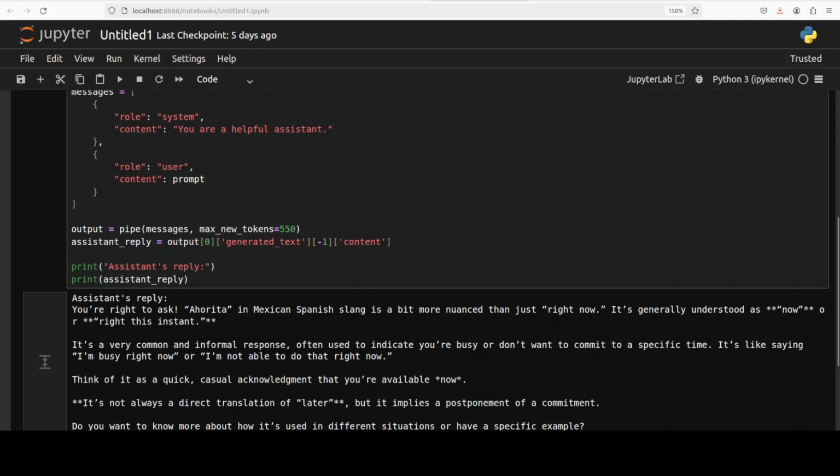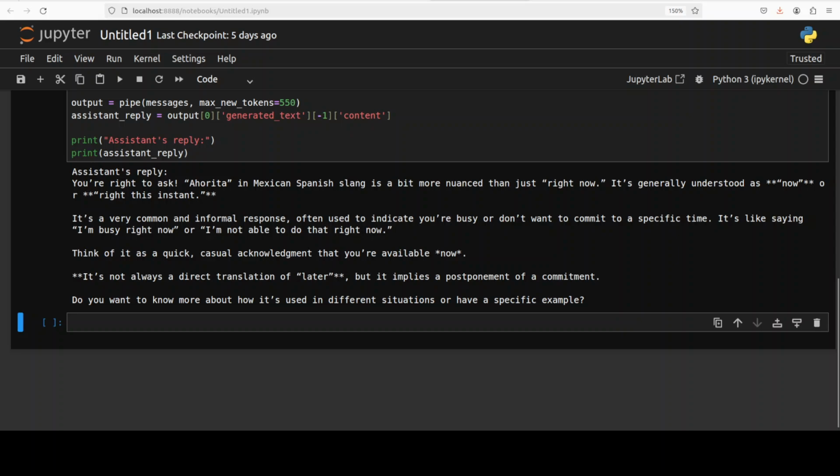And now in this one, it is saying that you are right to ask. Ahorita in Mexican Spanish slang is a bit more nuanced than just right now. It's generally understood as now or right this instant. It's a very common and informal response, often used to indicate you are busy or you don't want to commit to a specific time. So I believe pretty good answer. But if you want to add more, if you know more about it, please feel free to put it in the comments.